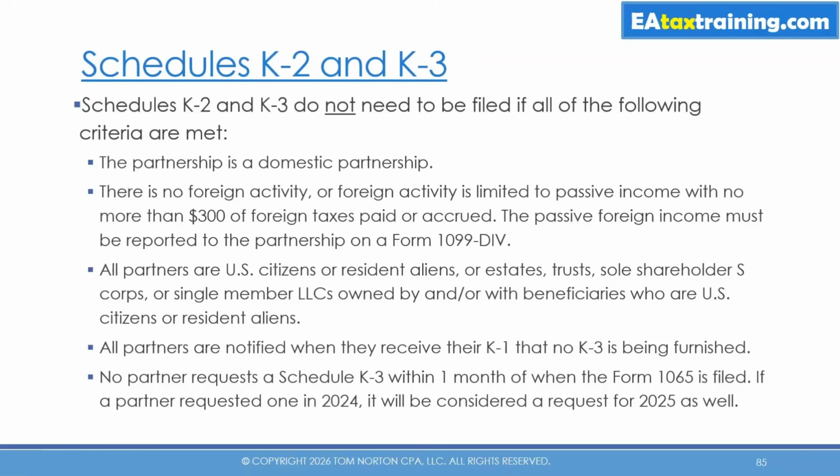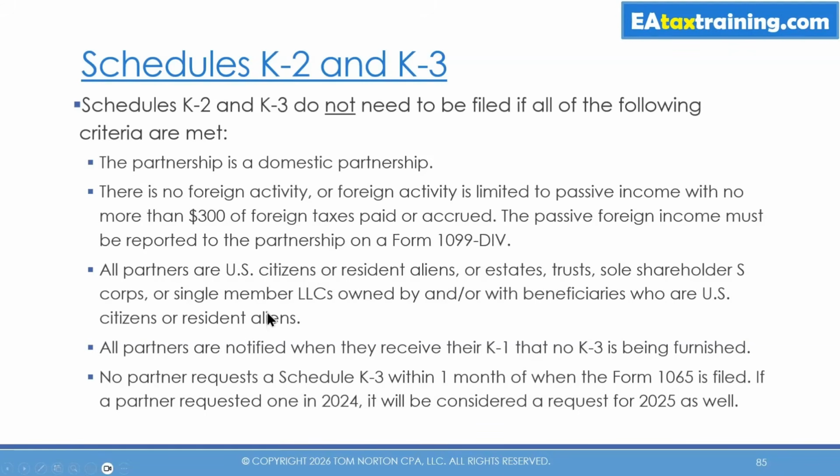Next, all the partners are U.S. citizens or resident aliens, or estates, trusts, sole shareholder S corps, or single-member LLCs owned by or with beneficiaries who are U.S. citizens or resident aliens. So all of the partners have to be one of these. Notice what is not on there: a partnership. If another partnership is a partner in this partnership, it has to issue Schedules K2 and K3. They have to do that, by the way, even if there is zero foreign source income. They have to show that there is zero.